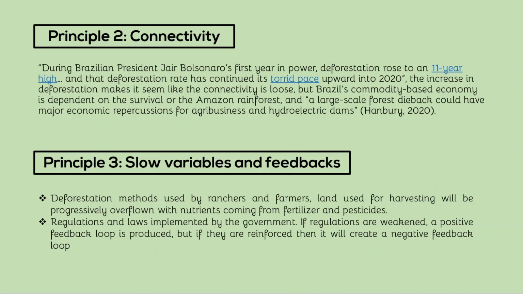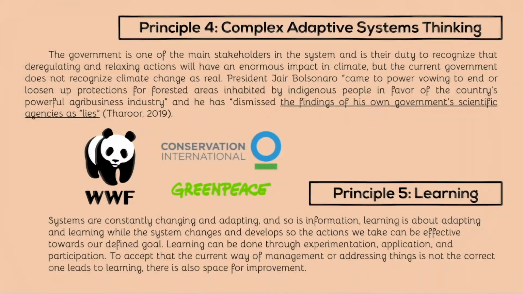If regulations are weakened, a positive feedback loop is produced, but if the laws are reinforced, it might stop the deforestation and create negative feedback loops. Principle 4. The government is one of the main stakeholders of the system. They have not identified the system as complex and do not promote learning.